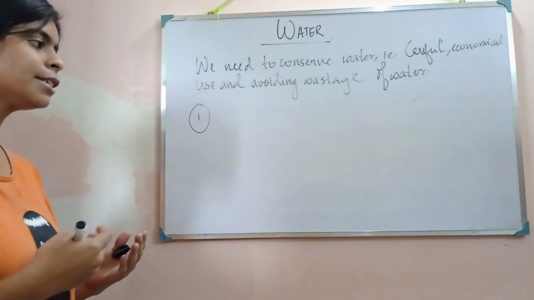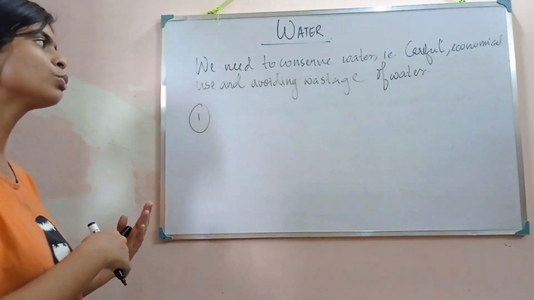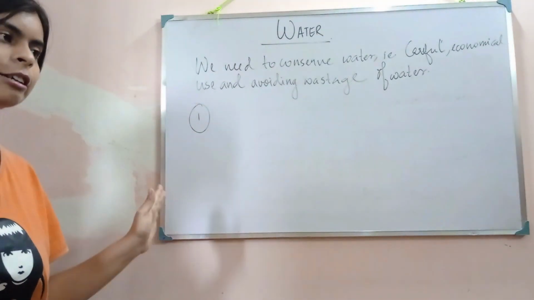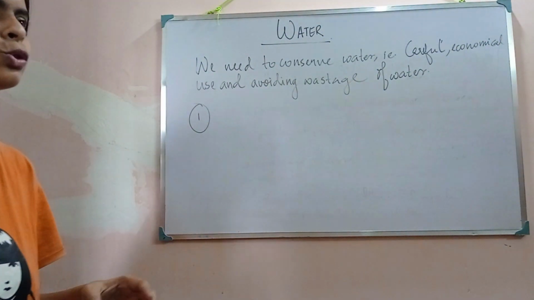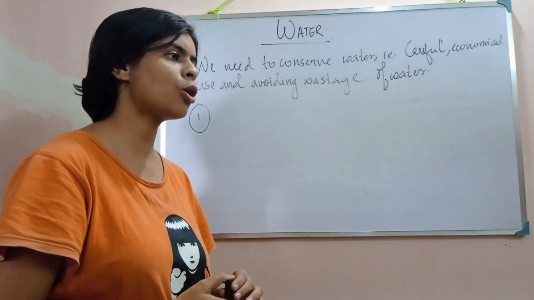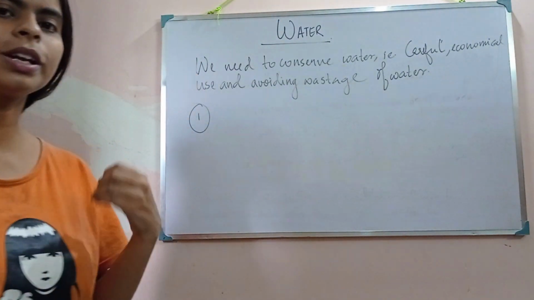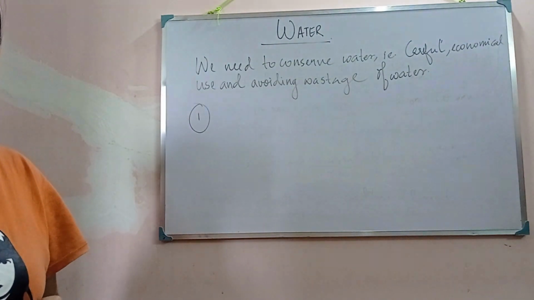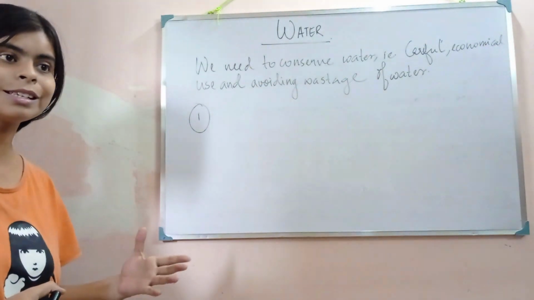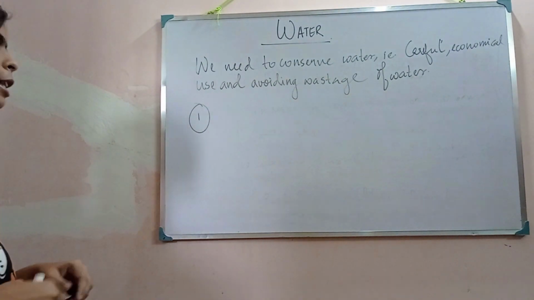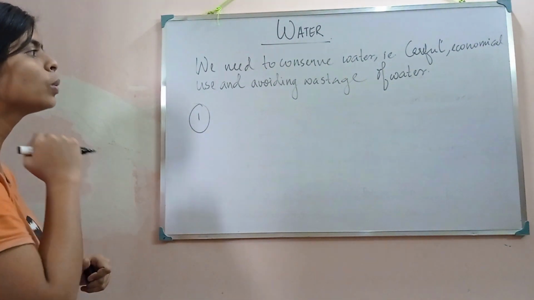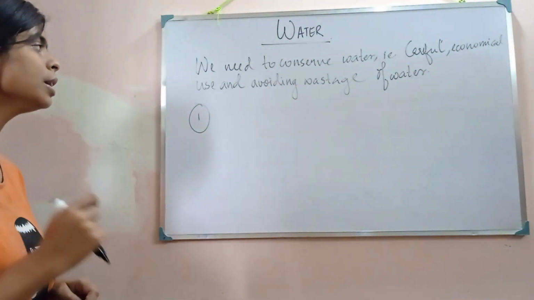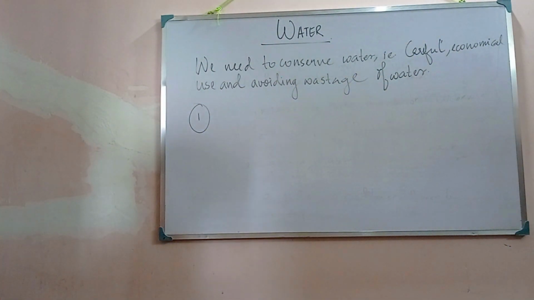Nowadays we use water very carelessly. For example, whenever we wash something, instead of washing one cloth which needs only one bucket or half a bucket of water, we use two buckets. So see, this is the careless use of water. We have to be very careful. We should limit the usage of water.